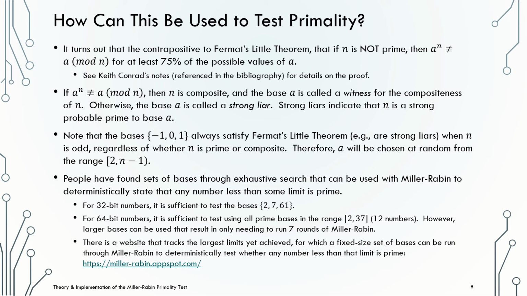Finally, I'll mention that people have found through exhaustive search sets of bases for the Miller-Rabin test that are sufficient to deterministically state that any number within a certain range is prime. So for 32-bit numbers, it is sufficient to test 2, 7, and 61. If all three of those tests say that a to the n is congruent to a mod n for each of 2, 7, and 61, then a 32-bit number is with 100% certainty prime. These sets exist for 64-bit numbers as well and other limits. And you can find groups of these numbers up to 7 listed on this website that I have at the bottom of this slide.